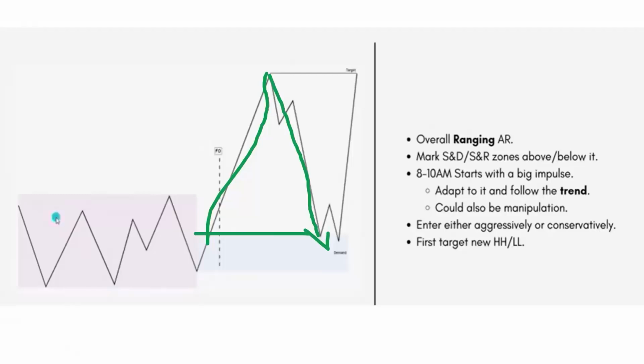You can see the demand zone is found in the Asian range. This is our Asian range. The demand zone was found in the Asian range, and when the market came back here, we got in opportunities. And you always have to mark out your supply and demand, or support and resistance, and adapt to the trend.